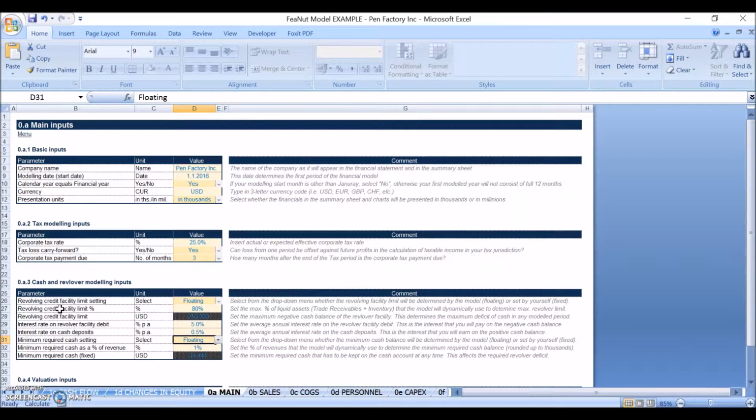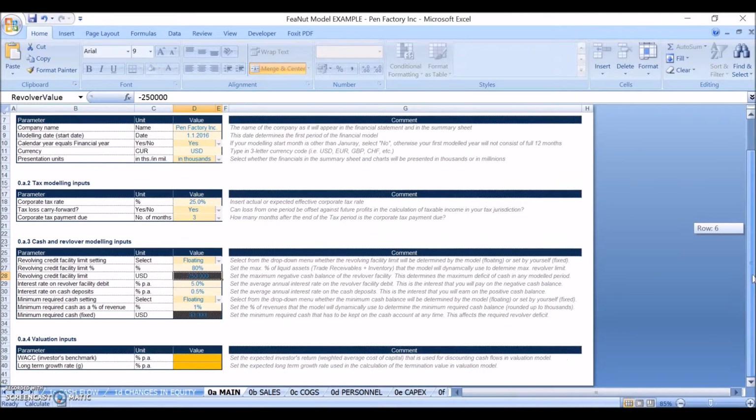You can also switch off the revolving credit facility limit. Some businesses, and this could be the case for some startups, may not get this revolving credit facility or may not have access to this credit facility from the bank. So in case you would like to switch that off, you just set the limit to 0, either a 0% limit, or if you use fixed, you'll just set 0 for the fixed limit. Let me switch that back to 80%, for example, that we will work with.